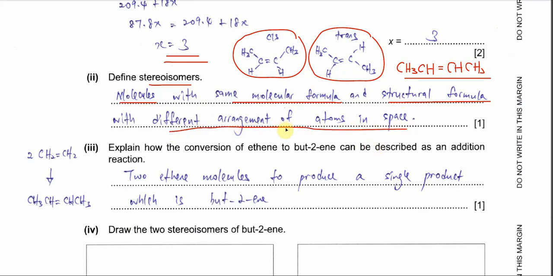When the atoms arrange in different directions, like this cis and trans, we know that they are stereoisomers. Of course there are other stereoisomers, optical, right? That one involves mirror images. So this is how you define stereoisomers. Their difference is the arrangement of atoms in space, whether on the same side or on a different side. That's the arrangement of atoms in space.